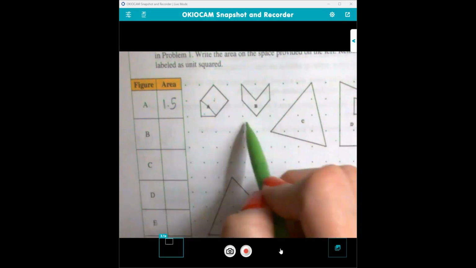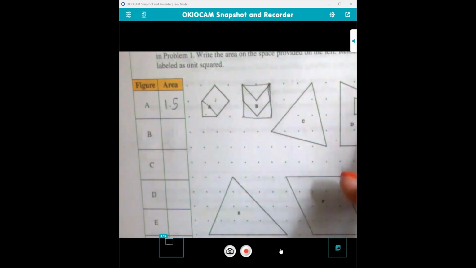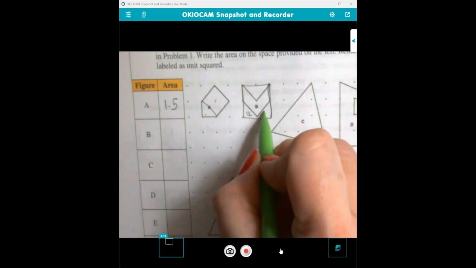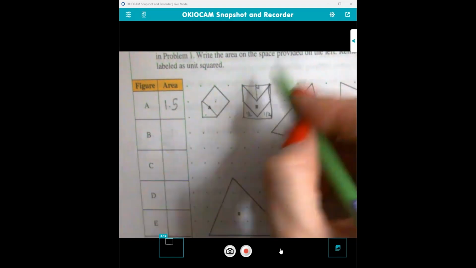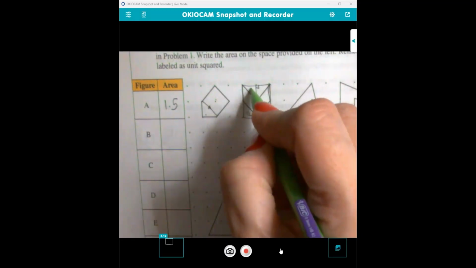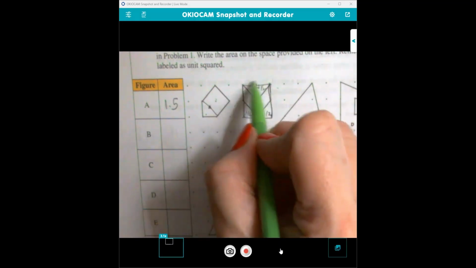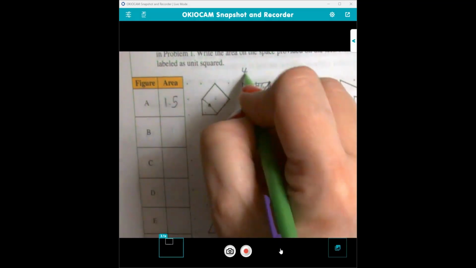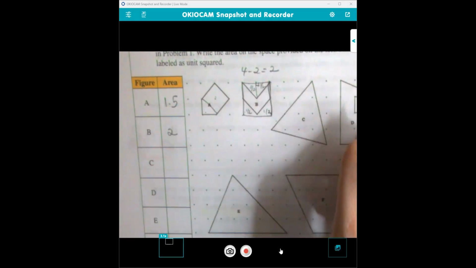So for this one, I'm going to enclose this in a rectangle. See, I have half here and I have another half here. And then I'm going to draw here, and I have half and half. So that's actually 1. So this is 1/2 and this is 1/2. So I have 2. So I'm going to subtract from 2. This is a 2 by 2, right? So I'm going to subtract 2 from 4. So that means I have 2 units. So this is 2 units squared. See?